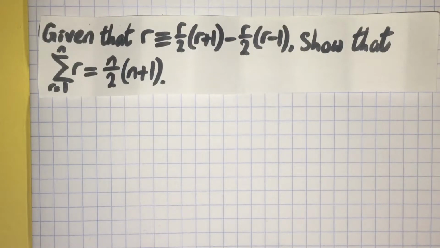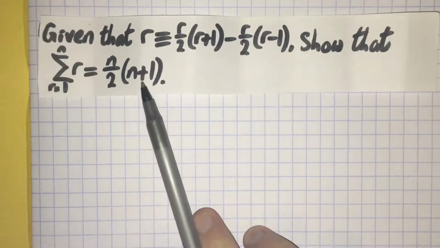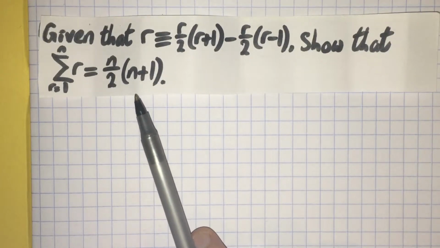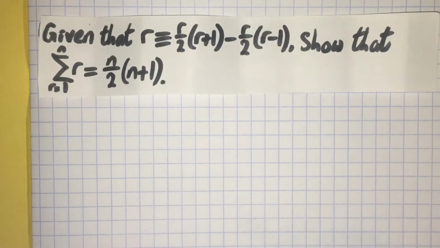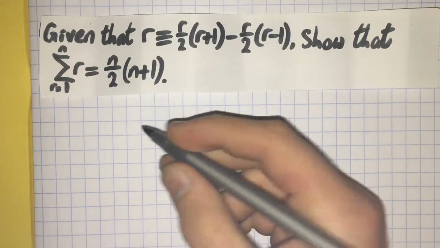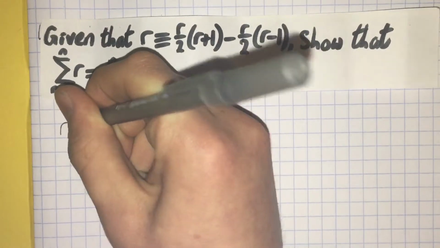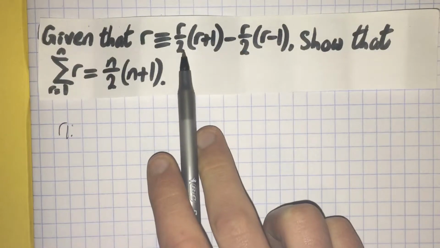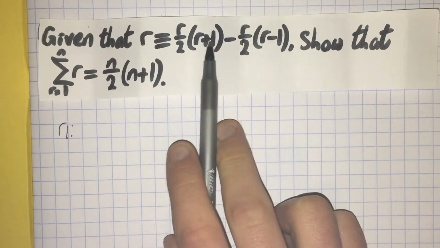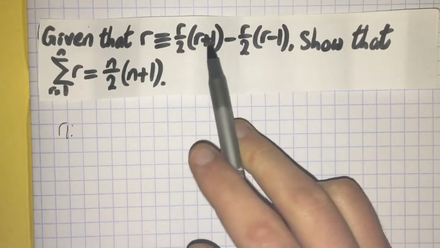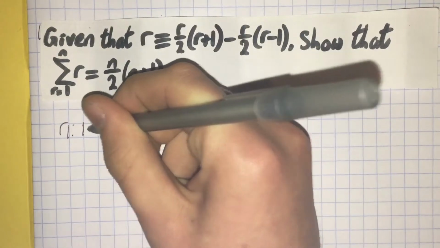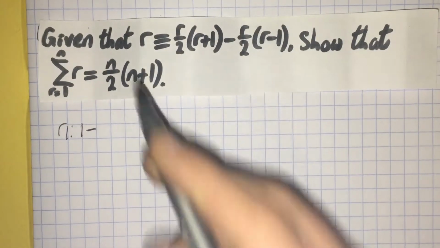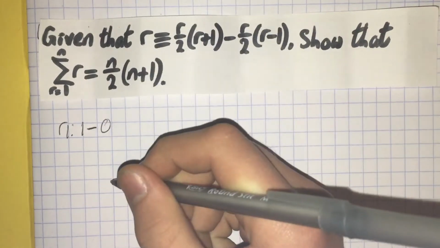Now, if you've done series, you'll actually recognize this as a formula you have to know, and we're actually going to prove it using the method of differences. So, we're going to start with r equals 1. Now this will give us 1 over 2 times 1 plus 1, which is obviously 2, so a half times 2 is just 1. Then we'll get minus 1 over 2 times 0, so it's just going to be 0.